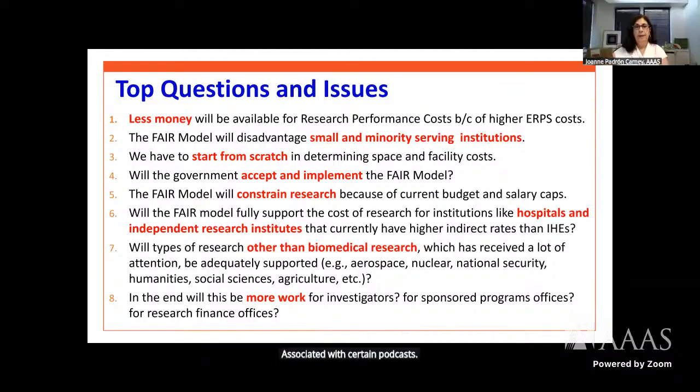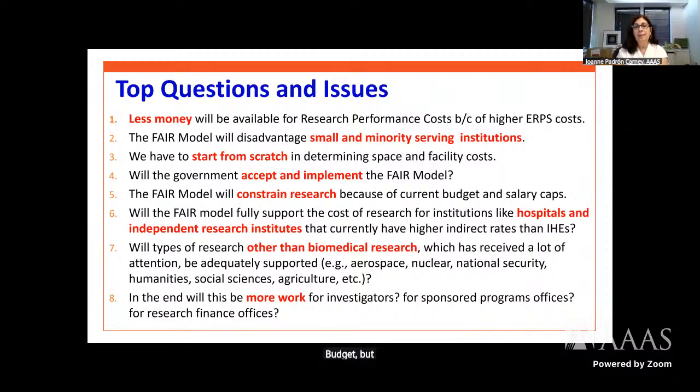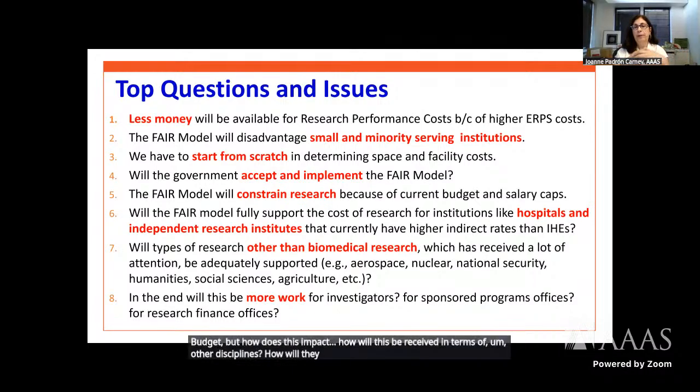Thank you. And then let me, in terms of this list, I'm going to ask number 7, the types of research other than biomedical research, because biomedical is one of the largest portions of obviously the non-defense discretionary portion of the research and development budget. But how will this be received in terms of other disciplines? How will they be adequately supported? Like if you're in nuclear or national security, social science, agriculture, et cetera.